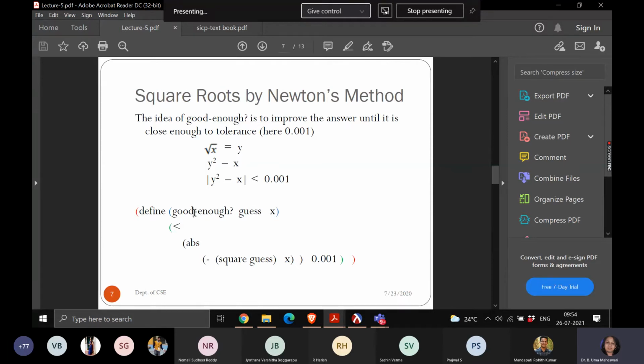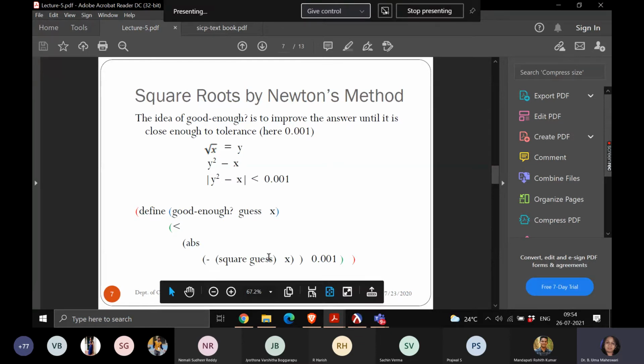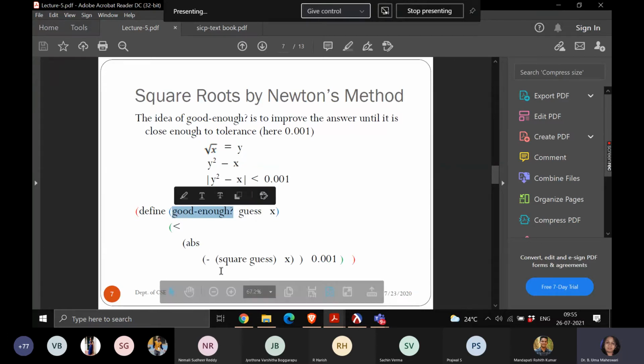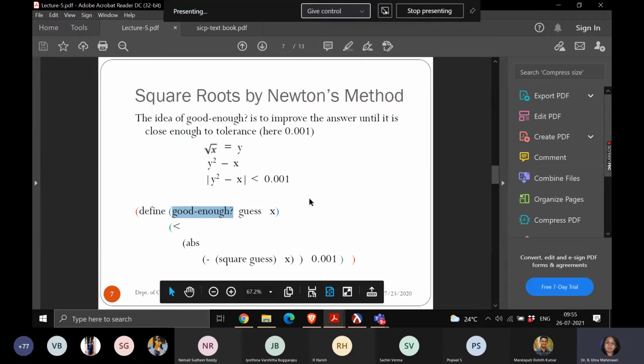So define good enough, and what we are writing here is the square of the guess. Square of the guess is y square, then minus x, and take the absolute value, and if that absolute value is less than 0.01, then you have to terminate. I can say it is a very good guess, we can terminate. Okay, it is good enough. So good enough is a procedure which we are defining like this: absolute of y square minus x is less than 0.01.